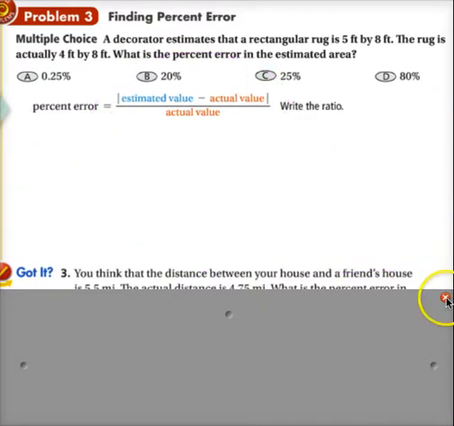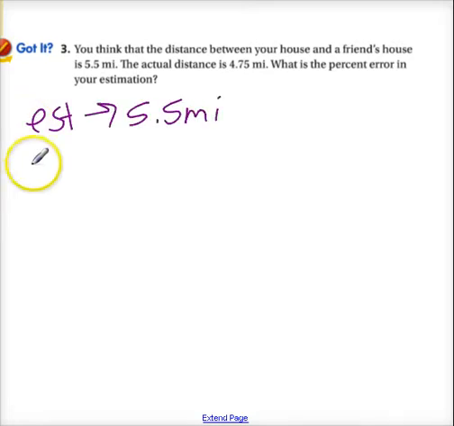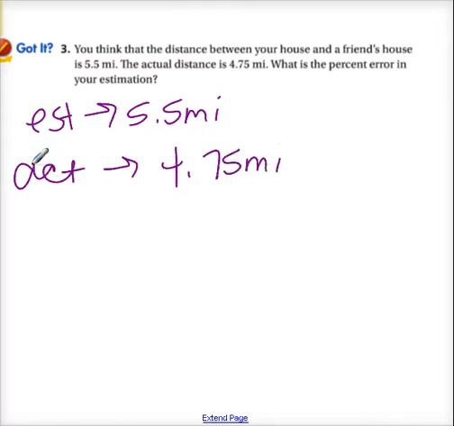Let's do another example. You think the distance between your house and a friend's house is 5.5 miles. So the estimate, 5.5 miles. The actual distance is 4.75 miles. What's the percent error in your estimation?